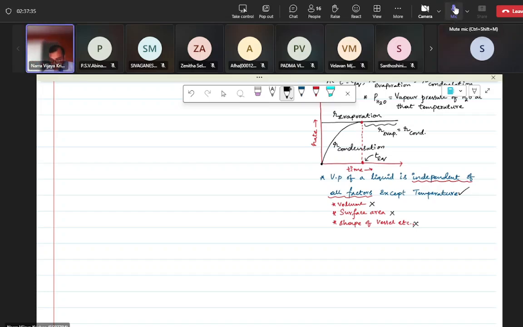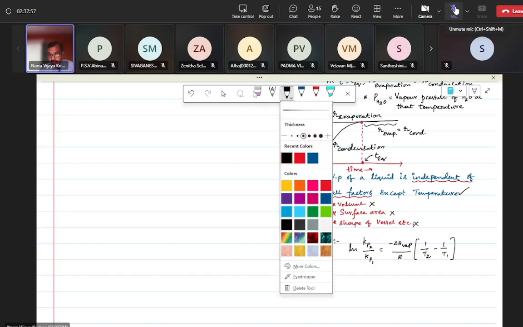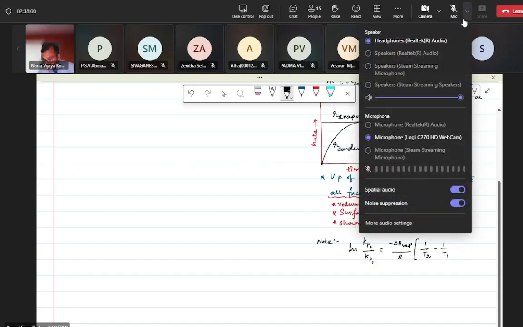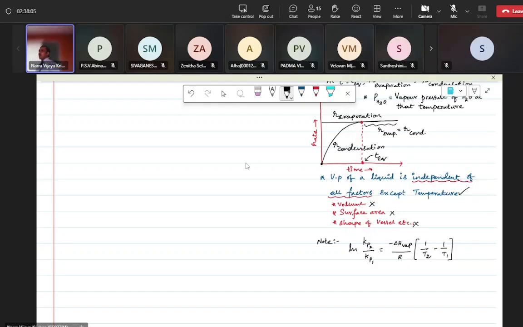ln Kp2 upon Kp1 is equal to minus delta H of vaporization upon R into 1 upon T2 minus 1 upon T1. So, does temperature affect vapor pressure or not? If it is affecting the equilibrium constant, it is affecting vapor pressure. So, vapor pressure purely depends upon temperature. In this equation, it will differ. We call this equation the Clausius-Clapeyron equation.